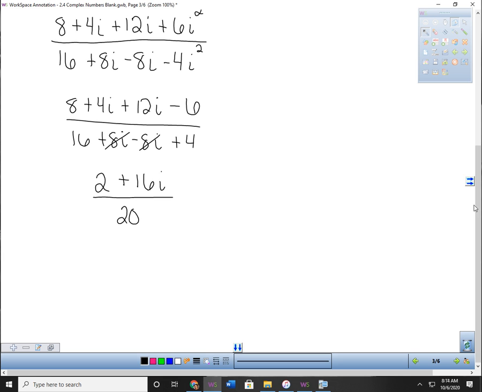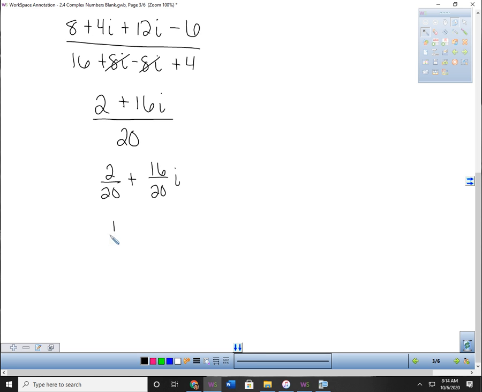Now, when we write a number, we should have two terms, right? We should have a number and then plus another number that has an i. So this would be 2 over 20 plus 16 over 20 times i. Essentially, I'm just taking this one and dividing by 20 and this one and dividing by 20. Then you just need to reduce, so 2 over 20 reduces to 1 over 10, and 16 over 20 reduces to 4 over 5 times the i.